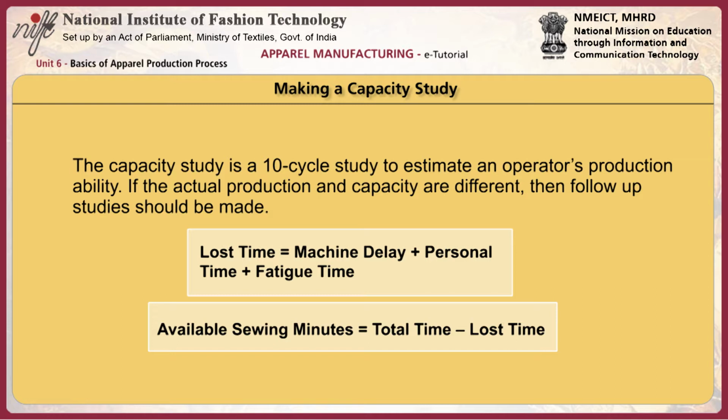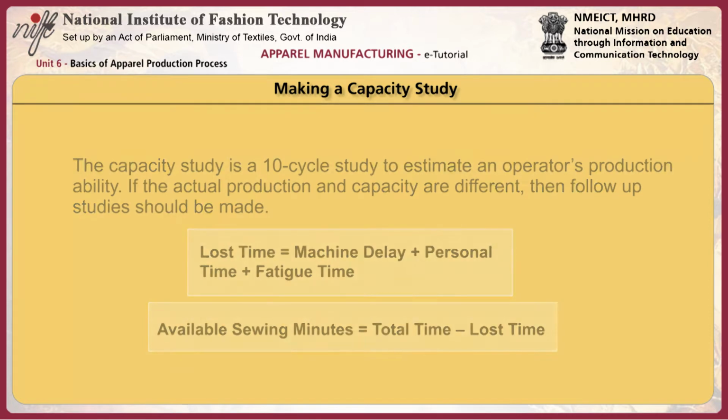is machine delay, personal and fatigue time, provided for in a target. The time left after lost time has been deducted is called the available swing minutes. Operators benefit from a capacity study only if we spot wasteful motions and make suggestions and corrections. The result of every capacity study should be reviewed with the operator.